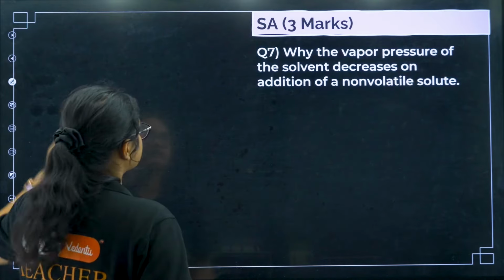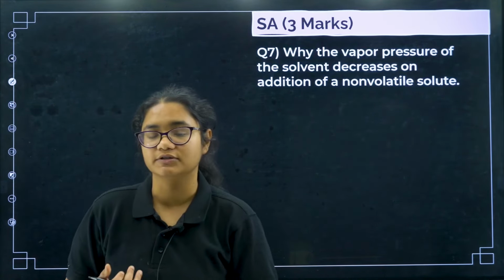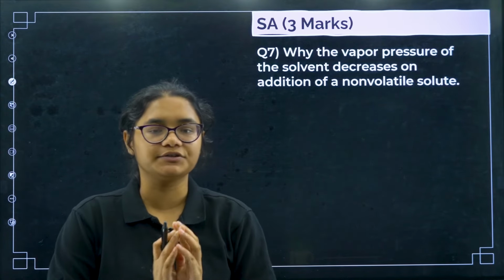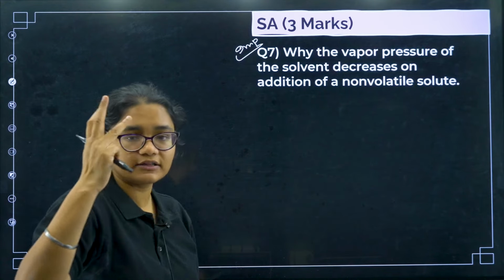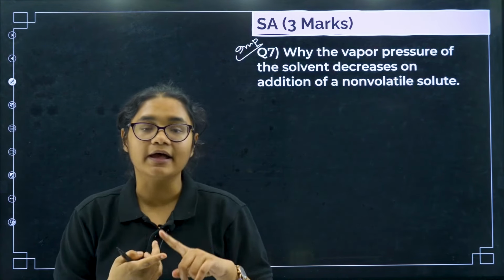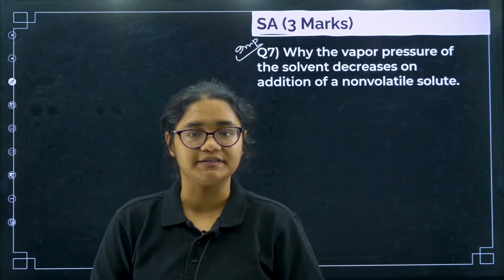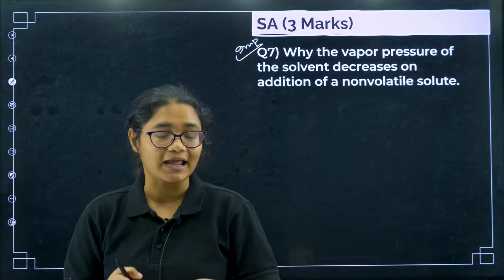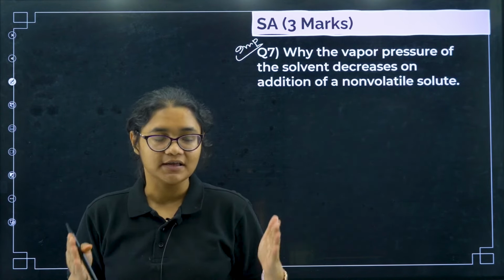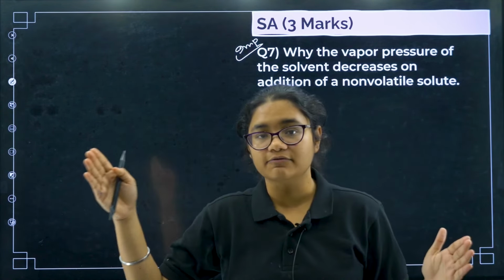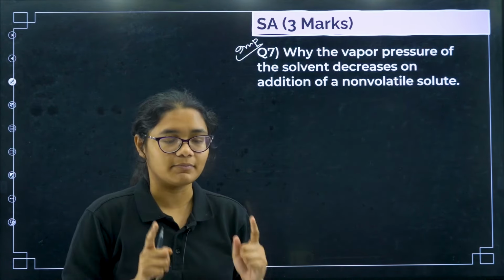Next, why does the vapor pressure of the solvent decrease on addition of the solute? This is a very important question, so I can mark this question as important. All the three colligative properties, the relative lowering of vapor pressure, elevation in boiling point and depression in freezing point, you should know the reason. That can be asked as a very good question, like why the vapor pressure decreases, why the boiling point increases, why the freezing point decreases. These three questions you must remember, they can be asked.